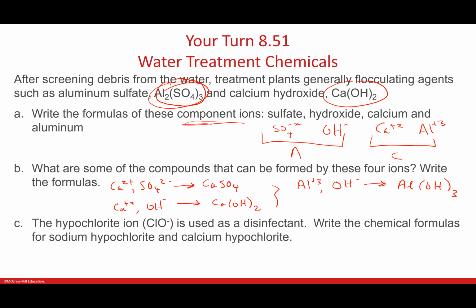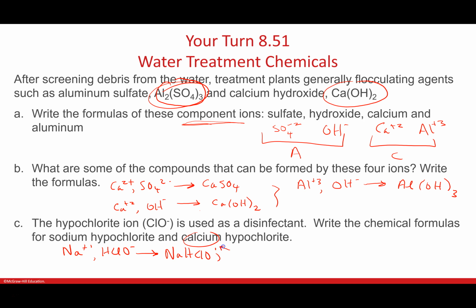Okay, so the last one, hypochlorite, ClO-, it's used as a disinfectant. Write the chemical formulas for sodium hypochlorite and calcium hypochlorite. So, first off, help me out, Billy. Na, what sort of cation does it form? Na and what charge? +1, yep. So what if I combine Na +1 and ClO -1? Taylor, what would the formula be? Yep, NaClO, perfect.